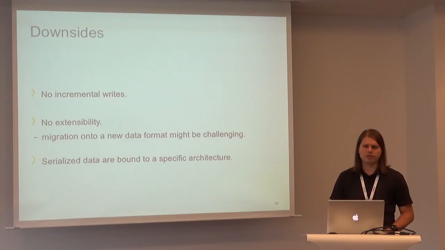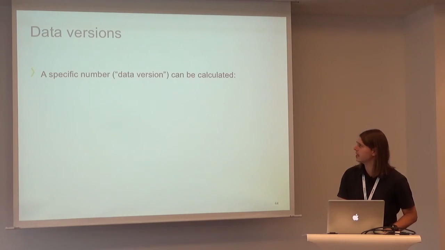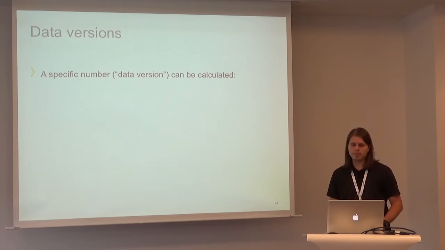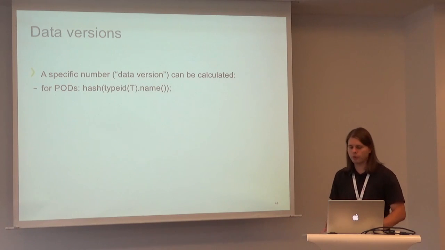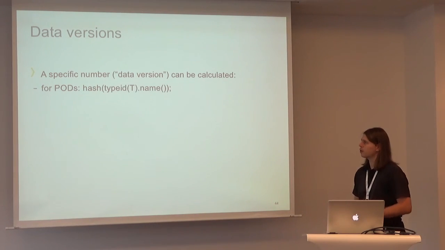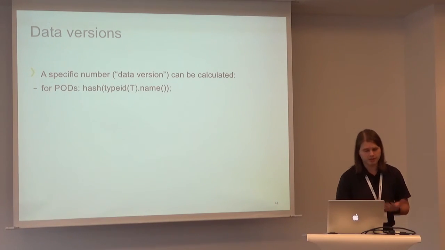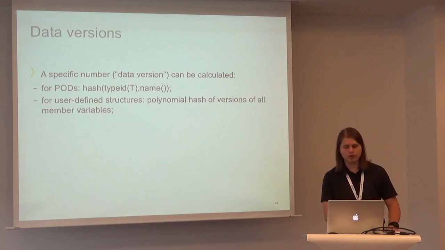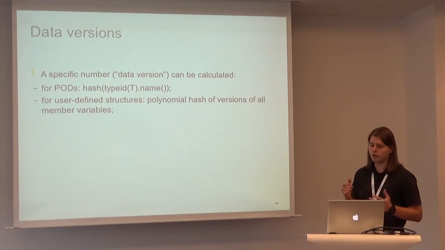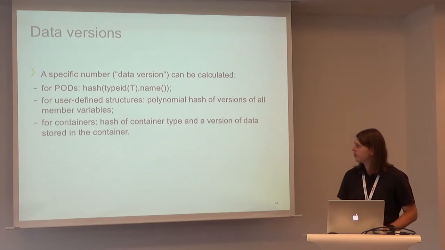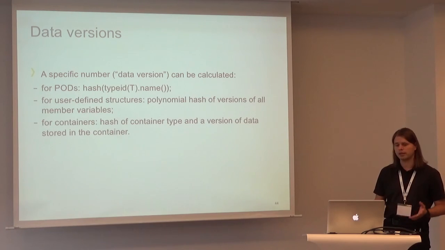Well, it turns out we can establish a kind of safety net by computing a data version. It's some integer number calculated using the following scheme. For plain old data, we just hash the type ID, the type name of this data. For user-defined structures, we just mix the versions of all its member variables. And for containers, we just hash the container type and the version of the data the container holds.